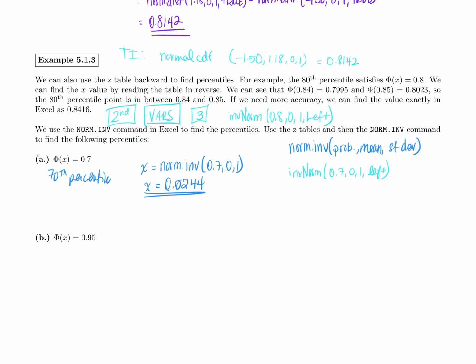If we wanted to find the 95th percentile instead, then we would say x is norm.inv of our 0.95, centered at 0, standard deviation of 1, or x is 1.6449.